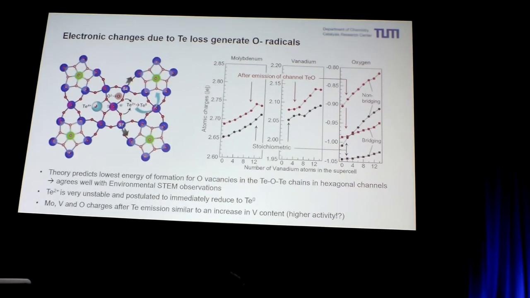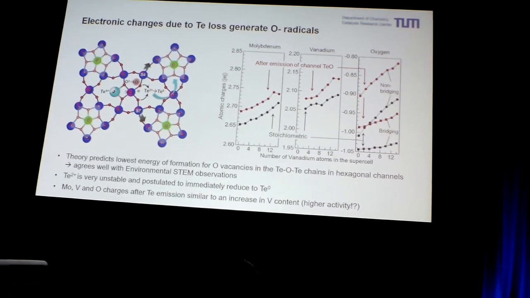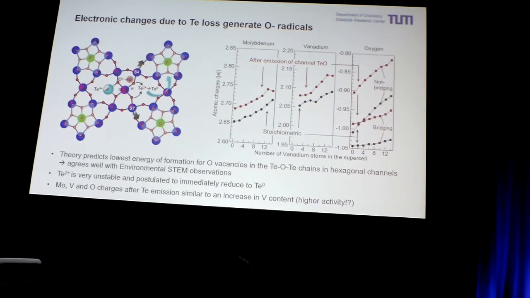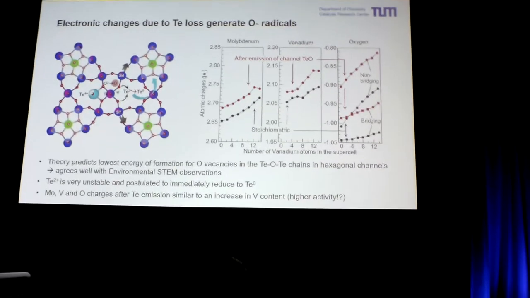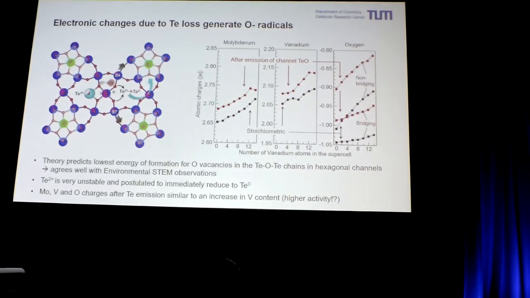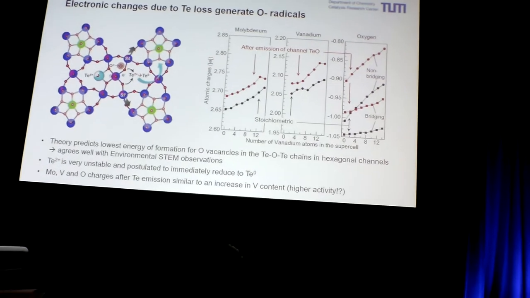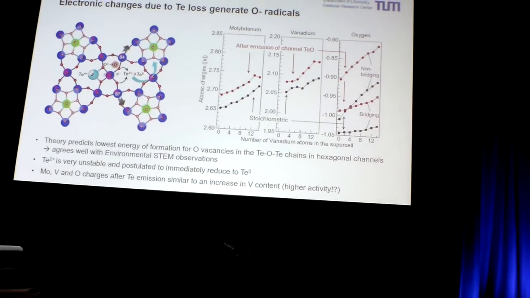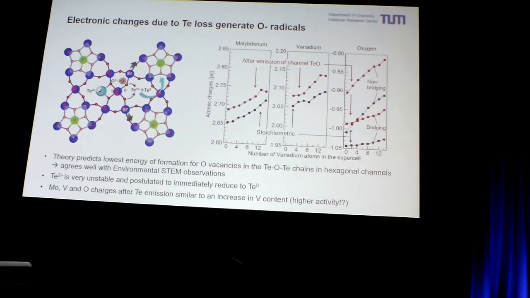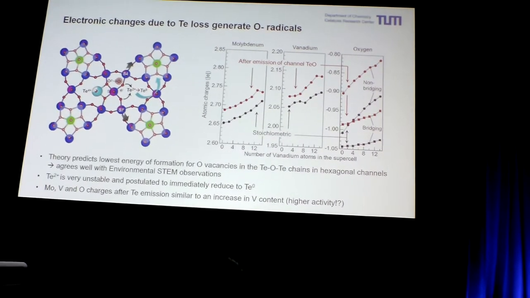With the help of theory, we want to see what is happening with the material when we lose tellurium. First of all, the calculations about the lowest energy of formation of oxygen vacancies agree well. According to theory, this would be in the tellurium-oxygen chains in the hexagonal channel. So when we have the material under reducing conditions, as in the presence of an alkane, this would be the first oxygen to be removed. And in this process, we are generating tellurium. We are reducing tellurium 4+ to tellurium 2+.